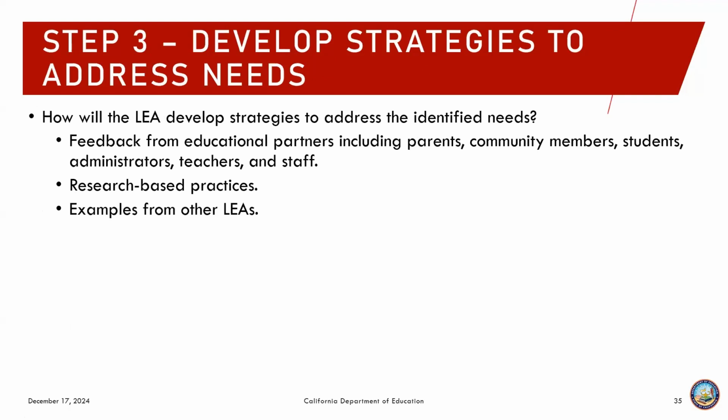All right, step 3 is to develop strategies to address the needs. Strategies are like actions. That's another word for actions. So how will the LEA develop strategies to address the identified needs? You'll use feedback, research-based practices, examples from other LEAs. I mean, there's a multitude of things that you can utilize to help the LEA develop ways to meet the unique needs. And it's okay to think outside the box, right?